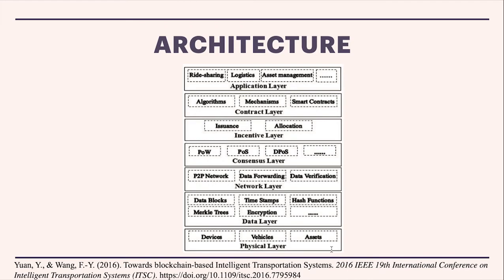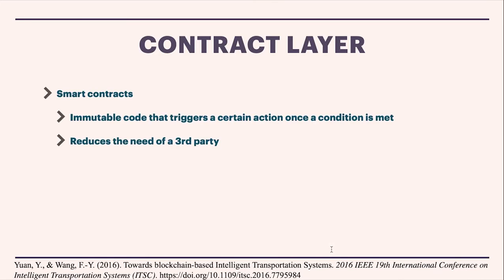specifies the economic reward in creating the blockchain. The contract layer has the smart contracts, which we'll talk more about in a minute. And then there's the application layer, which describes the general use for the service. This interests me because it introduced the contract layer, which has the smart contracts.